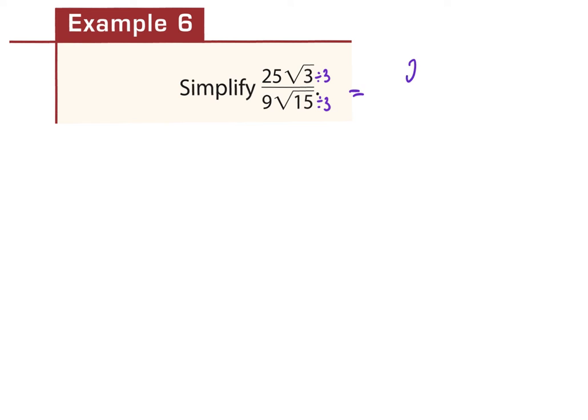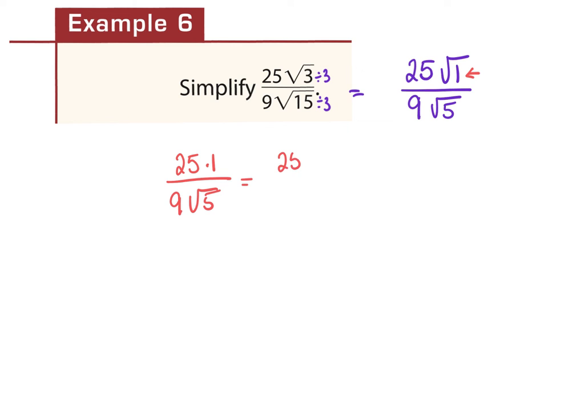My 25 on the top stays the same. 3 divided by 3 gives me the square root of 1. On the bottom, my 9 stays the same. 15 divided by 3 gives me the square root of 5. All right, the square root of 5. Now, I have this perfect square root here, right? 1 is a perfect root. So on the top, I end up with 25 times 1. Right, so just 25 over 9 square root of 5.